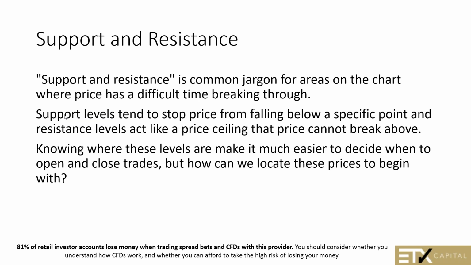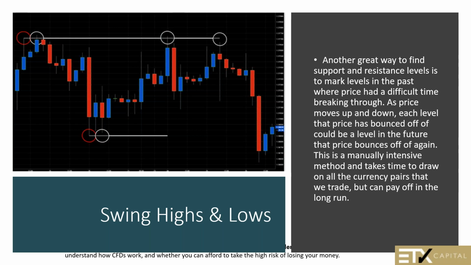But it gives you as a trader a point of reference on your charts and for your price decisions. Knowing where these levels are makes it much easier to decide when to open and close trades. So the question is, how can we locate these to begin with? Well, one of the ways is to find previous swing highs and swing lows in the markets, draw some lines connecting them together, and project them into the future. And support and resistance levels, especially historic ones, stay valid forever because they only help you when price is around that significant level.